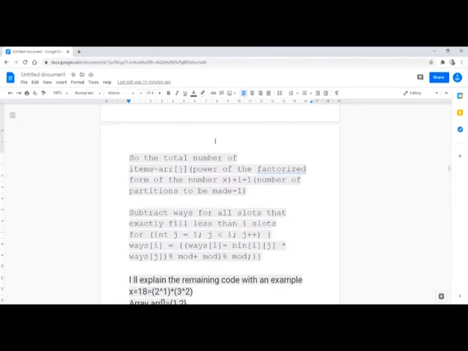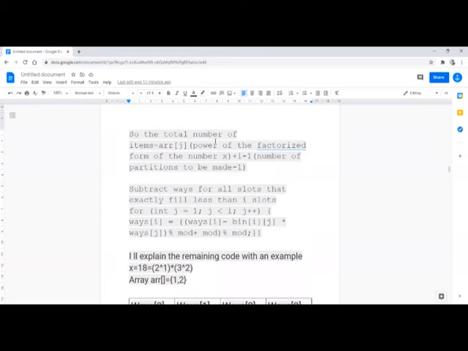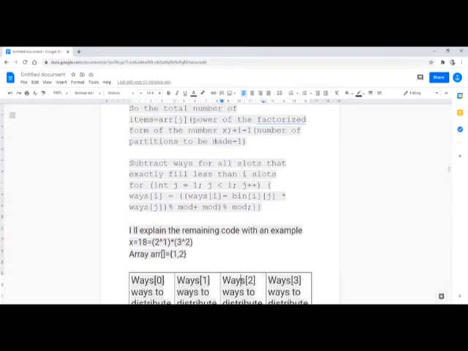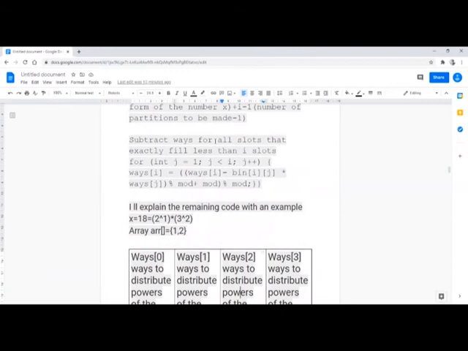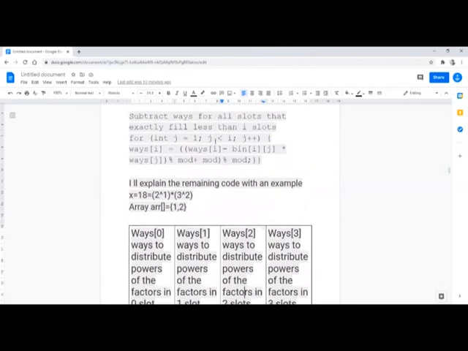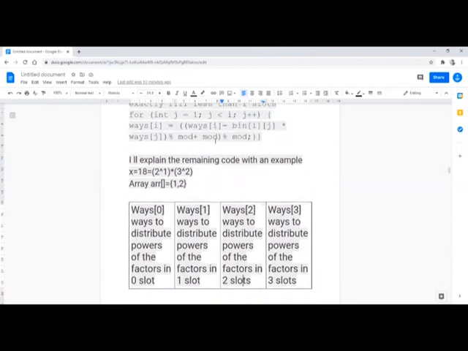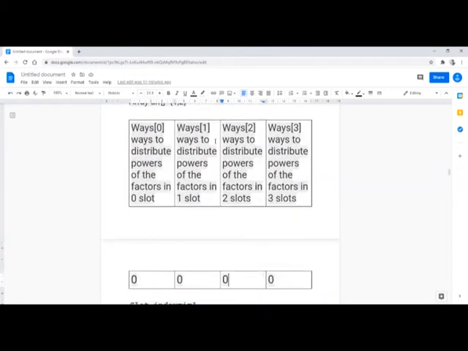For int j is equal to 1, j is less than i, j plus plus, ways of i is equal to ways of i minus bin of i j multiplied by ways of j. I'll explain the remaining code with an example, where x is equal to 18, which is equal to 2 power 1 into 3 square. Array ARR is 1, 2.